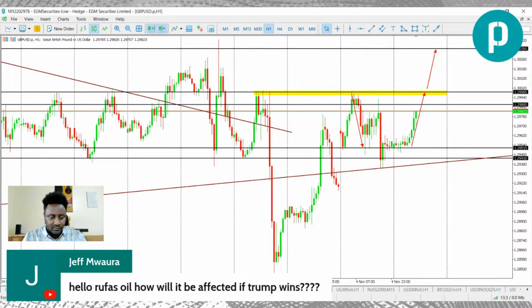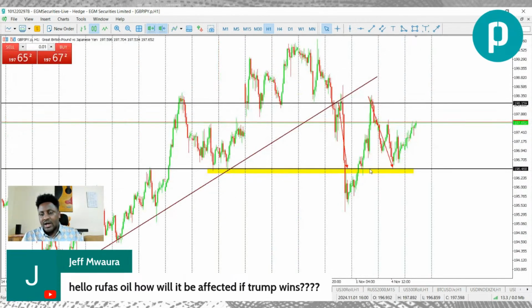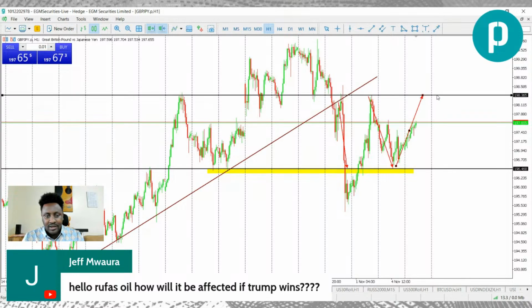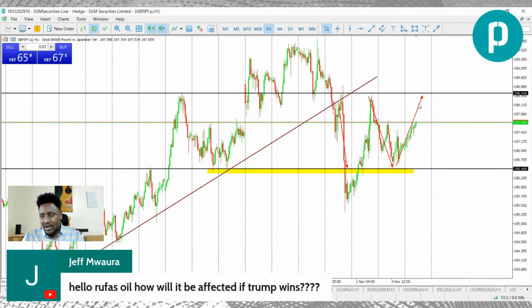1.3035. So GBPJPY, as I mentioned, has been one of the best performing assets in the currencies market. So having dropped yesterday to our predetermined area, we saw a nice and strong bounce, and now the market is moving back higher. So of course, the target area is the previous high, so around 198.416.